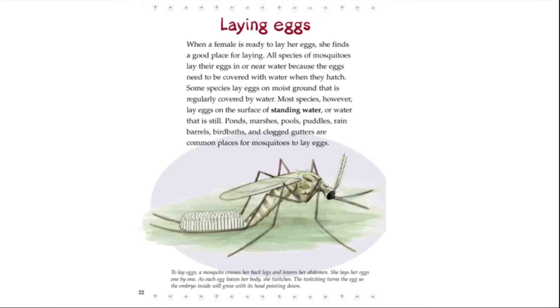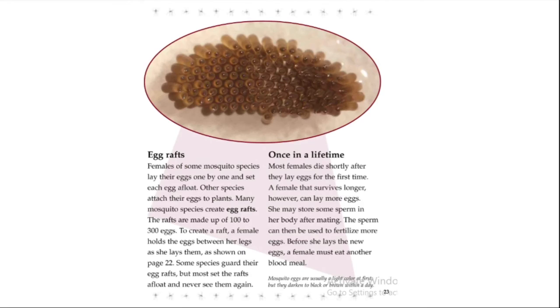Laying eggs. When a female is ready to lay her eggs, she finds a good place for laying. All species of mosquitoes lay their eggs in or near water because the eggs need to be covered with water when they hatch. Some species lay eggs on moist ground that is regularly covered by water. Most species, however, lay eggs on the surface of standing water, or water that is still. Ponds, marshes, pools, puddles, rain barrels, bird baths, and clogged gutters are common places for mosquitoes to lay eggs.